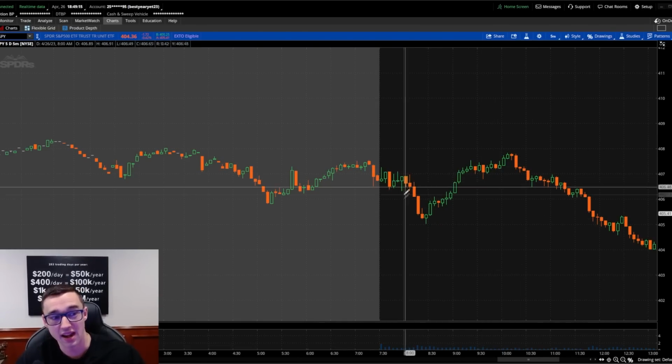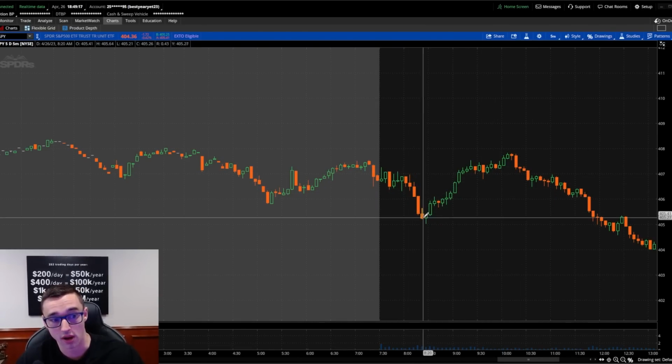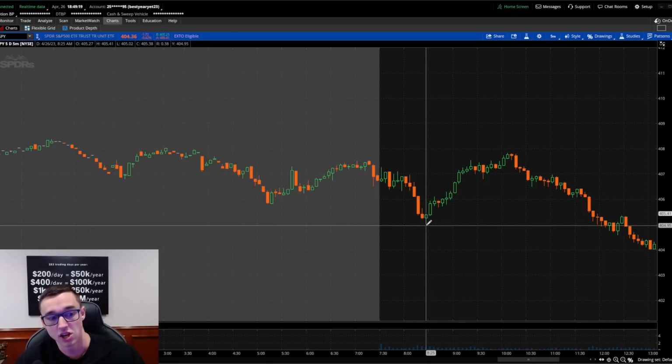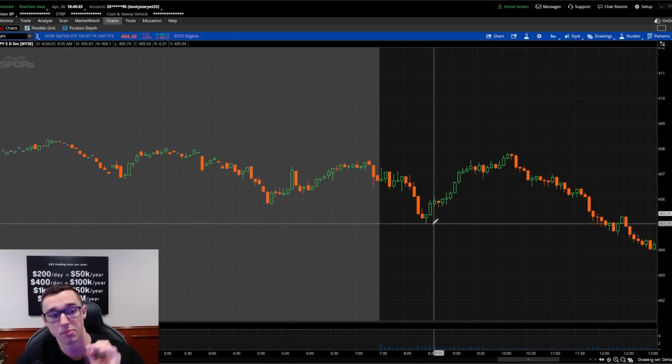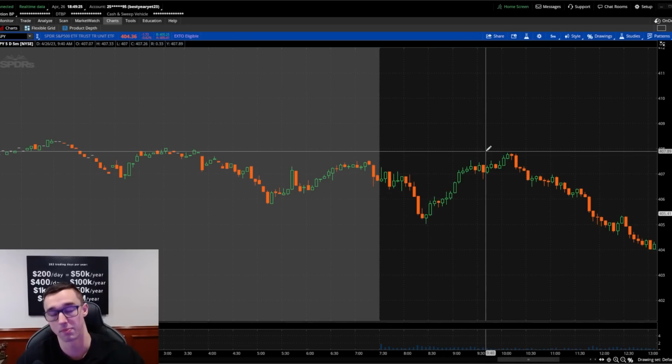For me personally, I didn't like this price action right here. I waited. Took it right here. These contracts moved beautifully from 66 cents all the way to a dollar plus in this small move up right here.